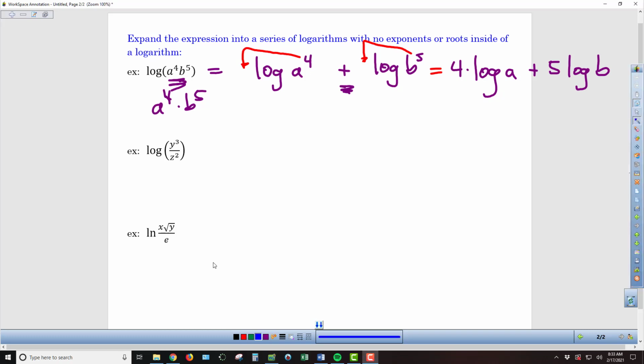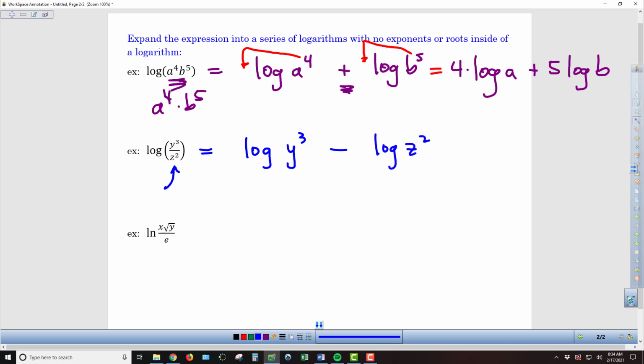So in this next example, we can see we're taking the log of two variables that are being divided. So we're going to use our log of quotients rule to separate this into two separate logarithms that are being subtracted, with whatever is in the numerator being positive and whatever's in the denominator being negative. So we'll start off with log of y cubed minus the log of z squared.